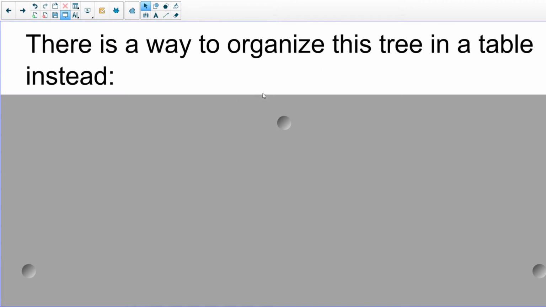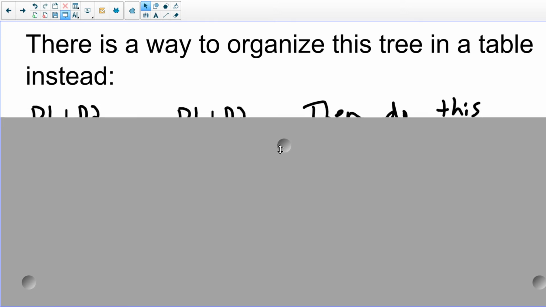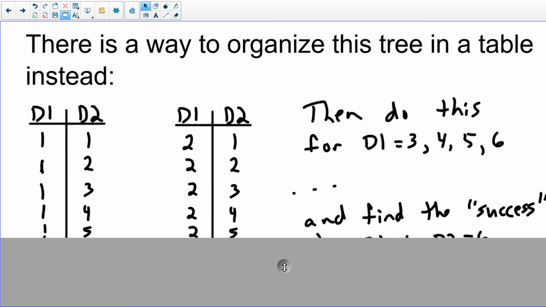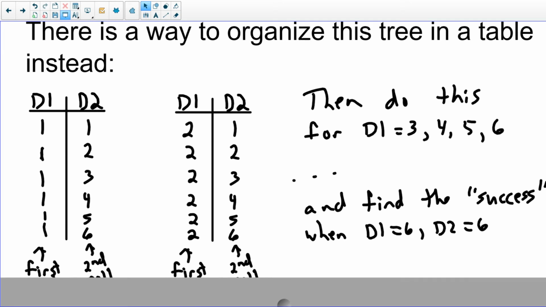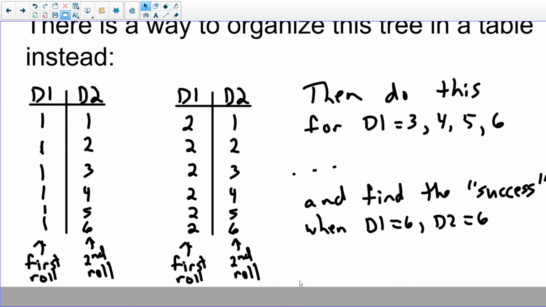So like I said, there is a way to organize this kind of a tree in a table instead of the tree. And the way the tables work, and it is still pretty long to do, it's not that much shorter, but it might make sense to some of you to do it this way, and we might have to do it this way for some of our examples that are coming up.